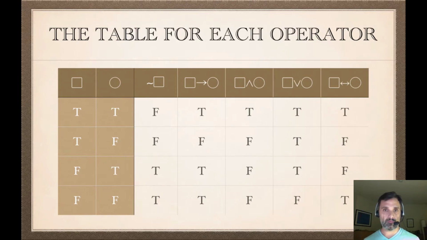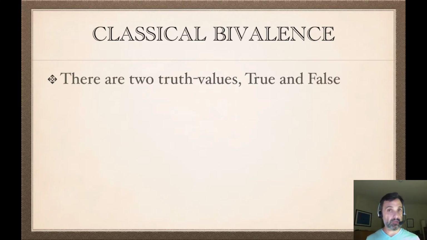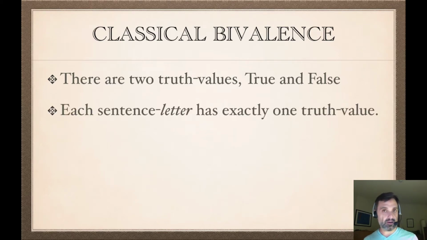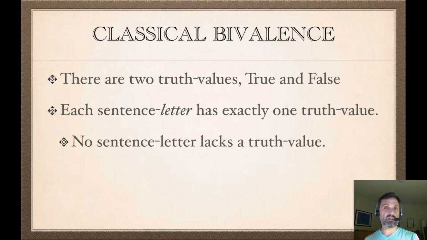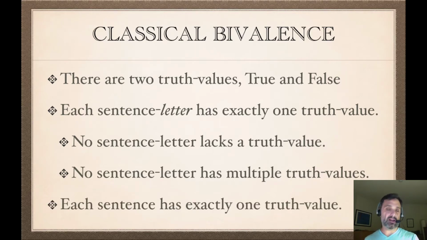Hooray. Good. One comment here is that this is a system that is classically bivalent. What does that mean? It means we have two truth values, true and false. Each sentence letter has exactly one truth value. It's either true or false. It's not both true and false, and it's not neither true nor false. So no sentence letter lacks a truth value, and no sentence letter has multiple truth values. And in fact, it's a consequence of our truth tables that every sentence has exactly one truth value.